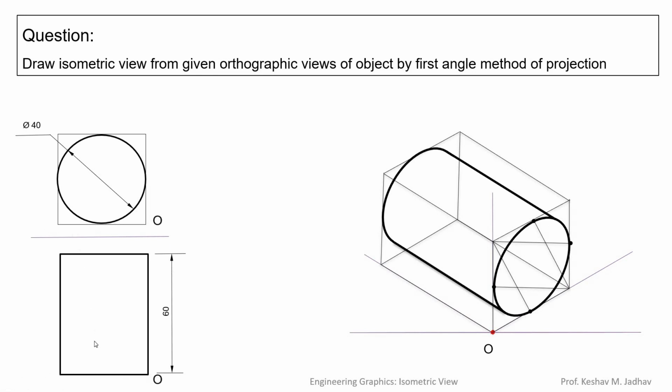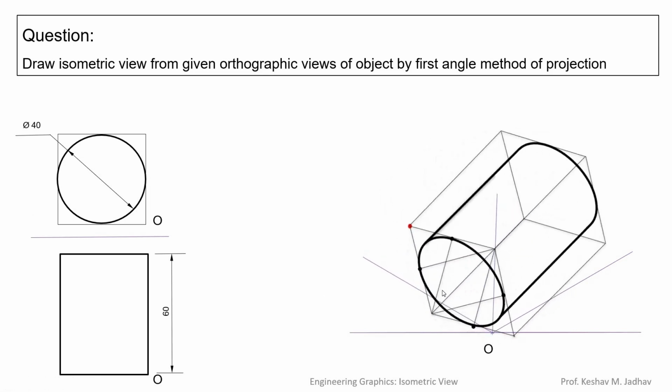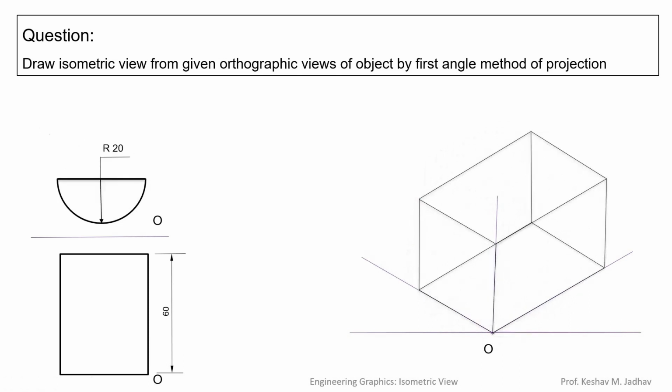Now suppose this origin is shifted to the right side. So this circular part will be on the left side of the origin. So this circular part will be on this side. So it will look like this. Now this is the next example. Here, instead of a full cylinder block, it is a half cylinder block. So this is the half cylinder block.